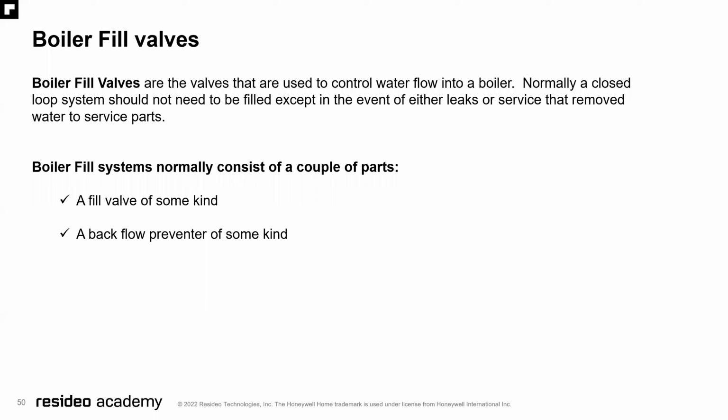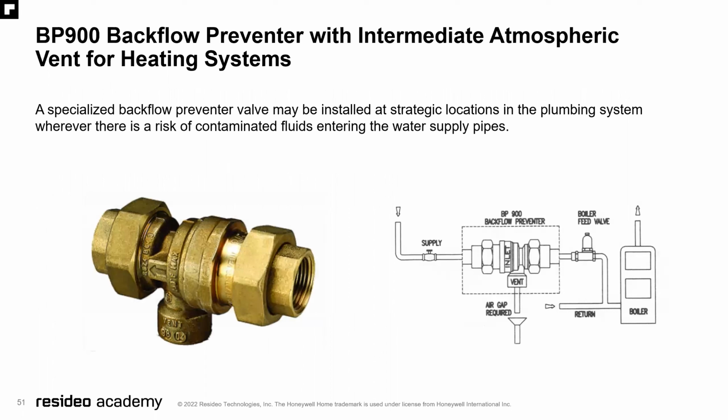The boiler fill valve system normally contains a couple parts: a fill valve of some kind and a backflow preventer of some kind. The BP900 backflow preventer with intermediate atmospheric vent for heating systems. Specialized backflow preventers may be installed at strategic locations in the plumbing system, wherever there's a risk of contaminated fluids entering the water supply lines. This helps protect the municipality's water against contaminated water flowing back into the municipal supply.